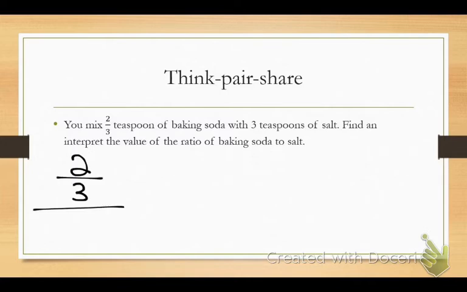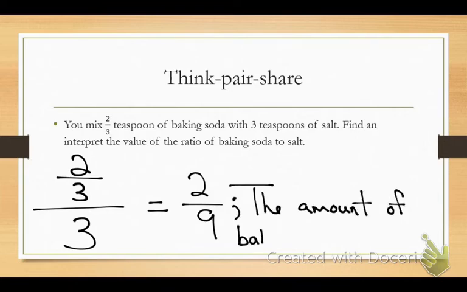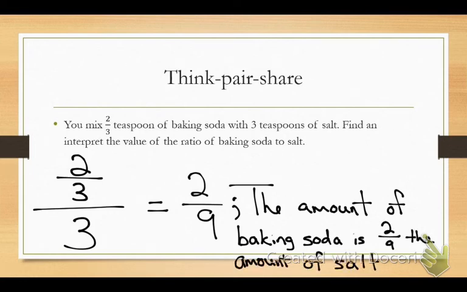Okay, so again, we're comparing the first quantity to the second. So 2/3 divided by 3. Essentially we put it into a fraction. Some of you are writing the division symbol, and that is fine also. Just knowing that you're dividing, and you get 2/9. But what does that mean? That means that the amount of baking soda used is 2/9 the amount of salt.